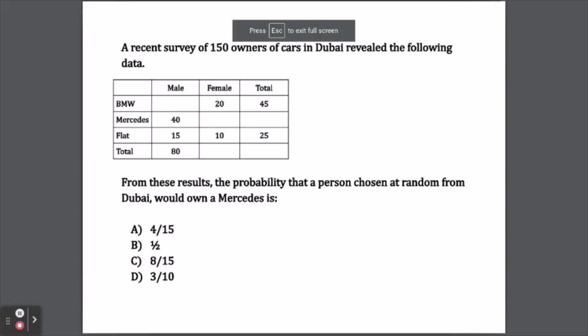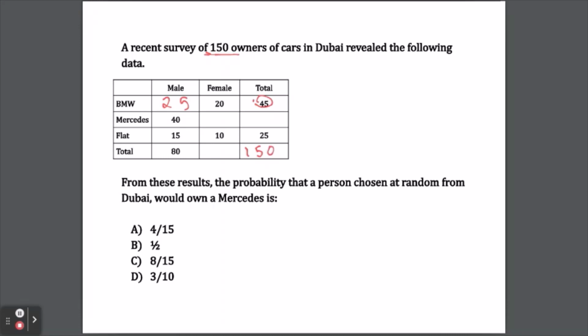A recent survey of 150 car owners in Dubai revealed the following data. First, we're going to fill in this data. Now, the total number of BMW is 45. So, you're going to think of a number that you add with 20 that gives you 45, which is 25. Next, the total number is 150, so we're going to write it here.